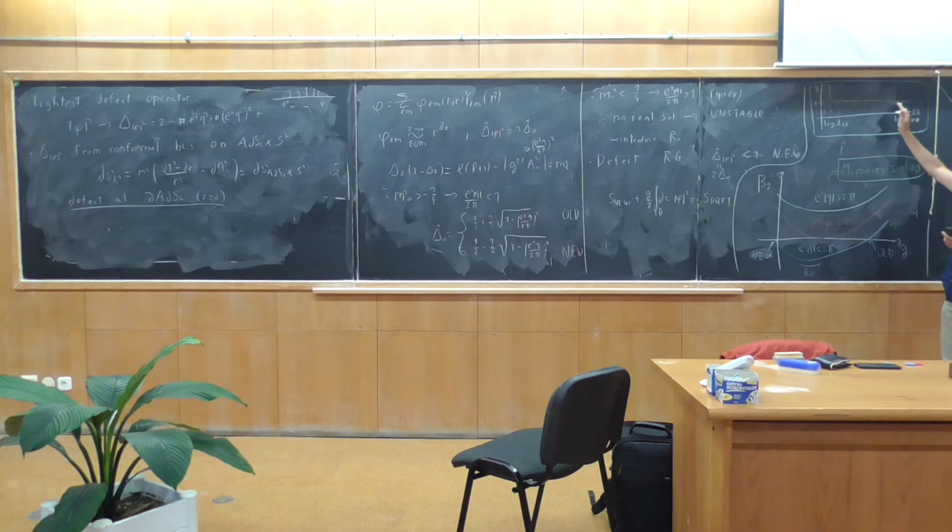So clearly when you have a plot like this, there is a huge separation between the UV and the IR scale, and this is just an instance of dimensional transmutation.